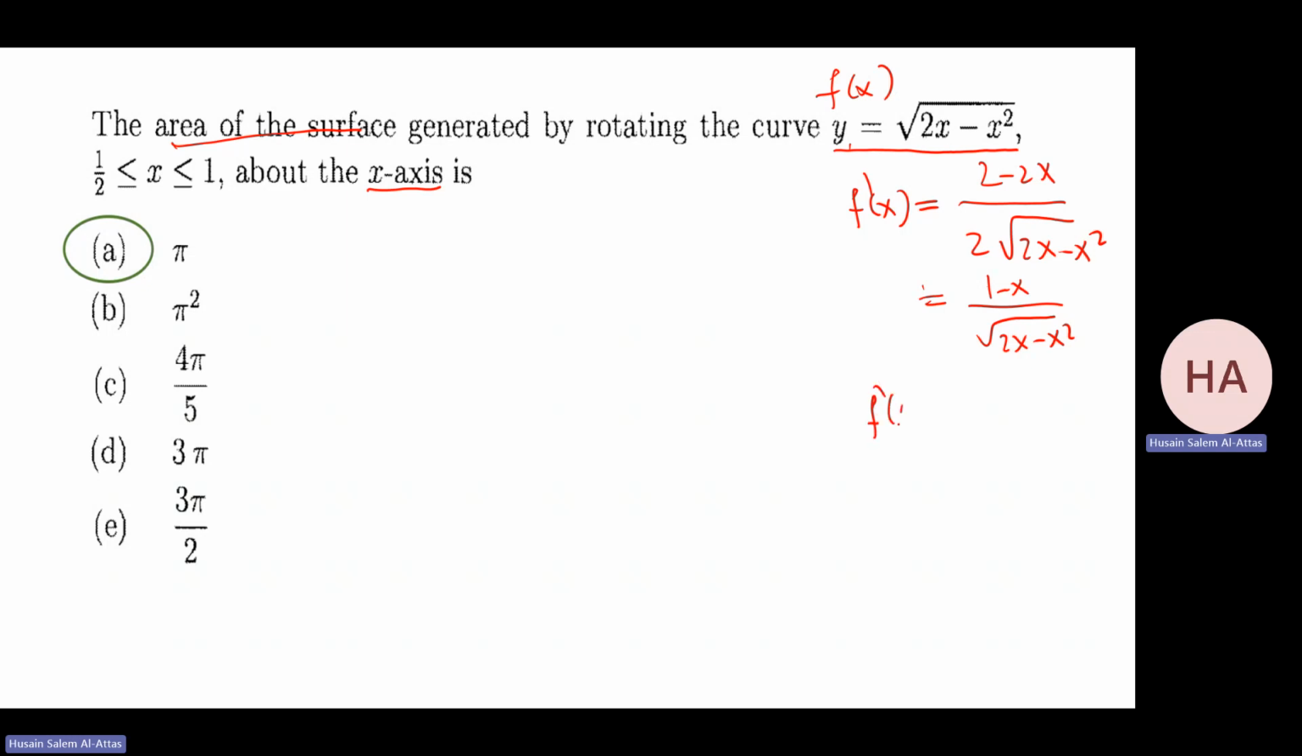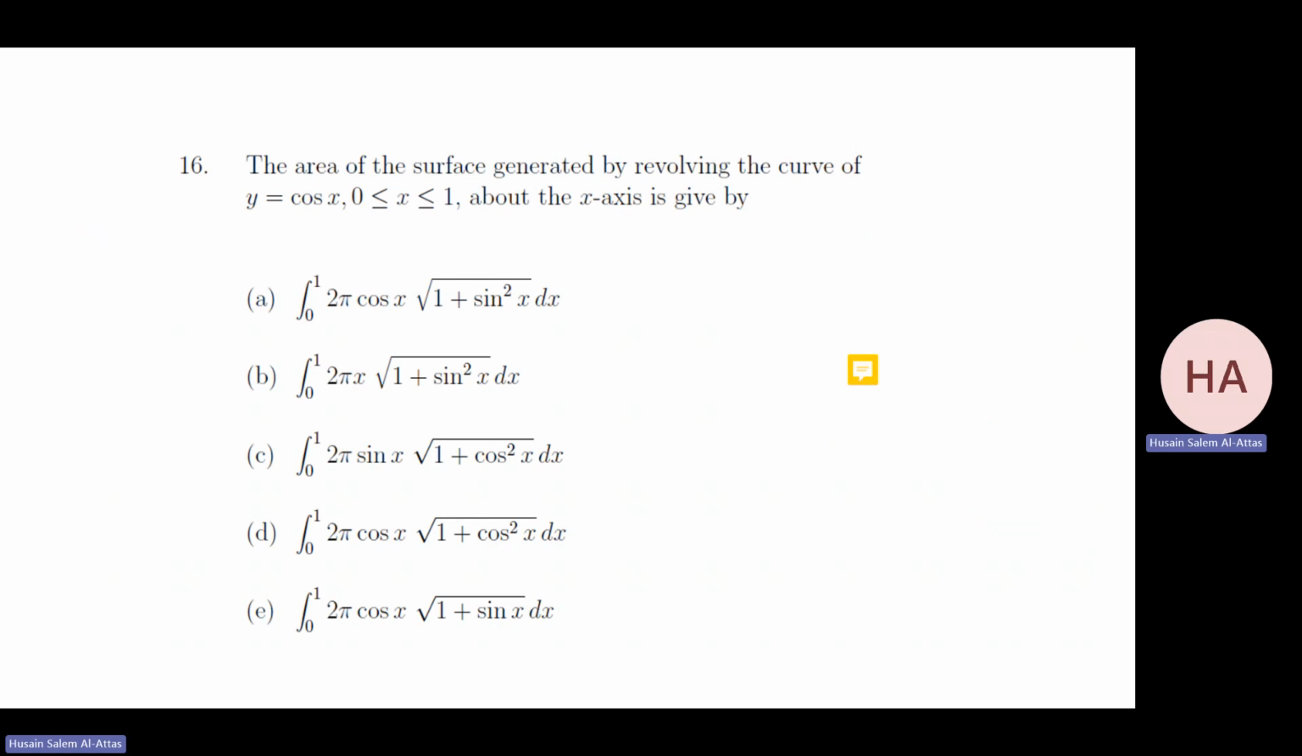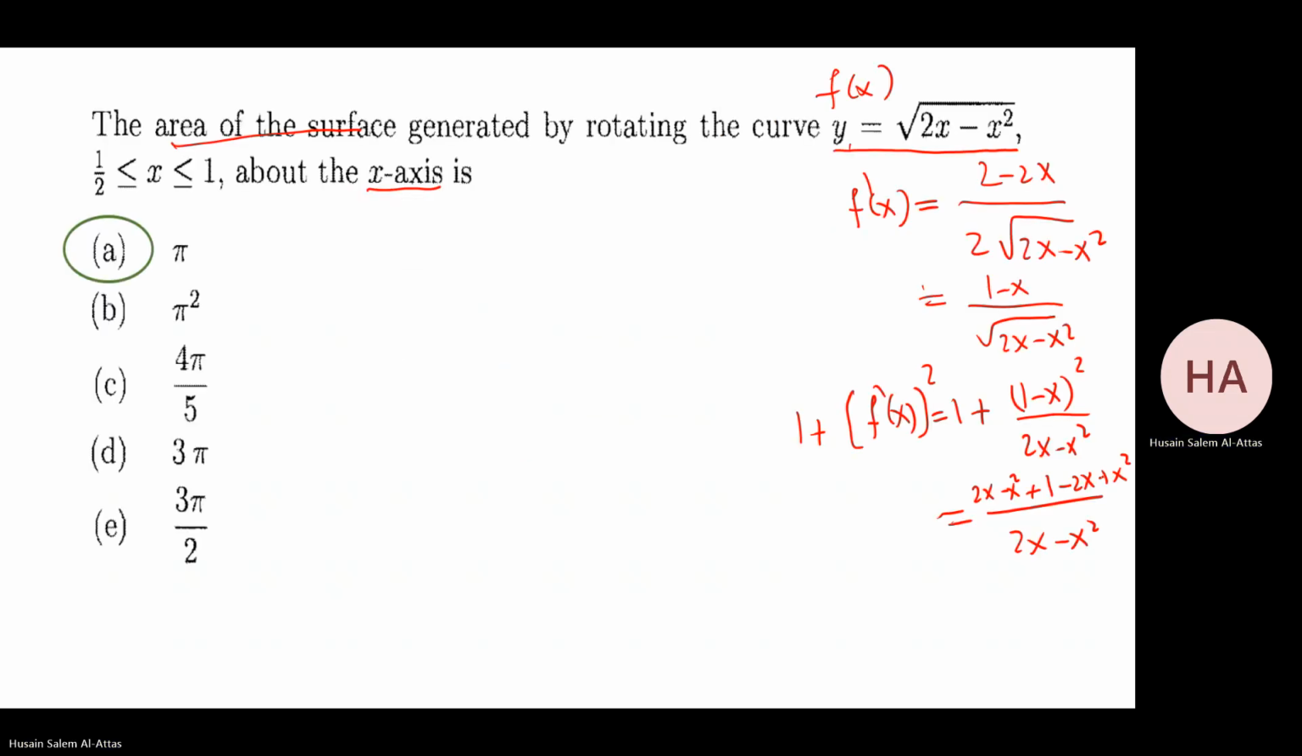Now f prime square, 1 plus f prime square, that will be 1 minus x square over 2x minus x square. That over 2x minus x square, I have what? 2x minus x square, not minus, plus. I think that was my mistake. 1 minus 2x plus x square. So this is cancelled, this one cancelled. So you have 1 over 2x minus x squared.